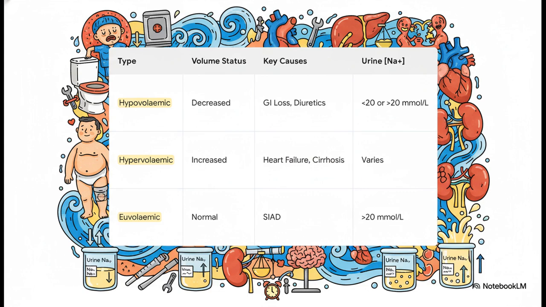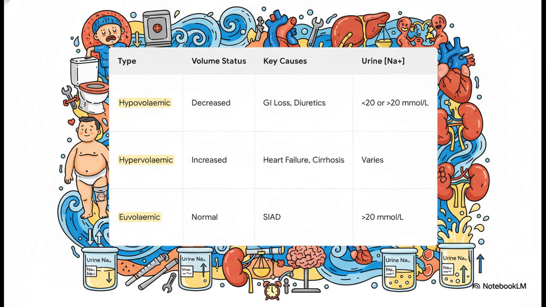To figure out the cause, the very first thing you do is assess the patient's volume status. This breaks hyponatremia down into 3 big types. First, there's hypovolemic hyponatremia, where the patient is low on both salt and water. If it's from non-renal causes, like diarrhea, the kidneys are desperately trying to save sodium, so the urine sodium will be low, less than 20. But if it's from a renal cause, like diuretics, the kidneys are actually wasting the sodium, so the urine sodium will be high, over 20.